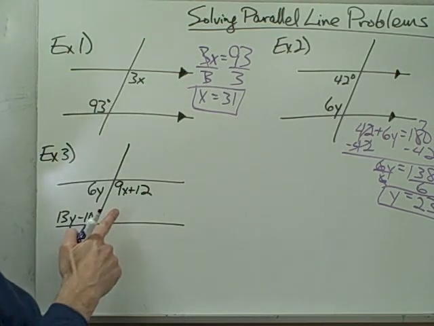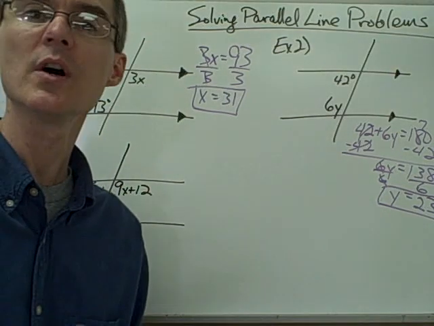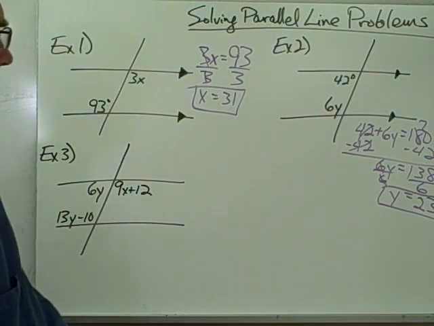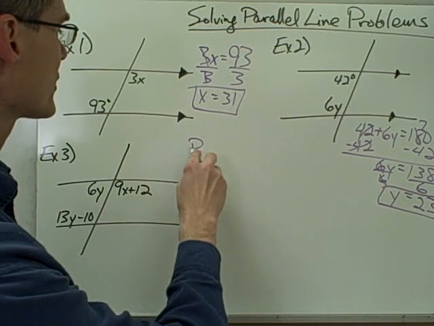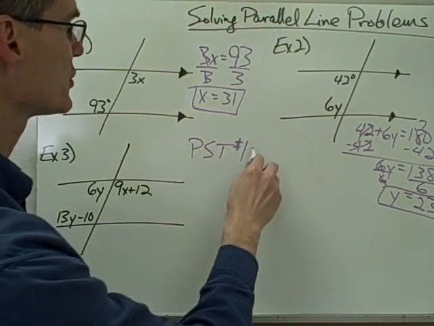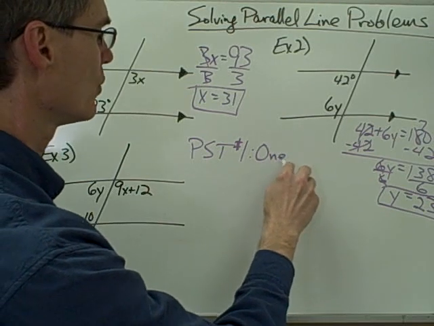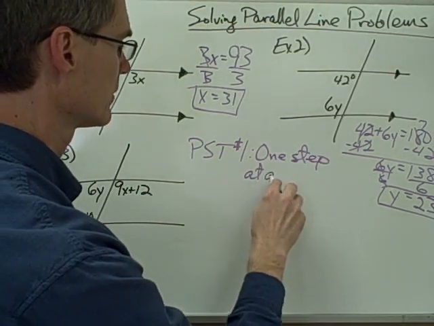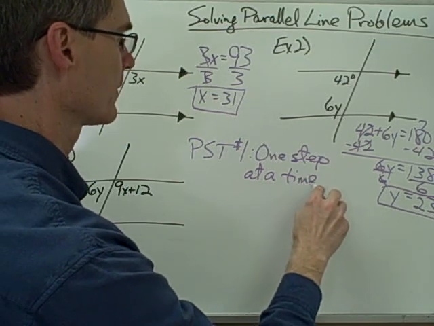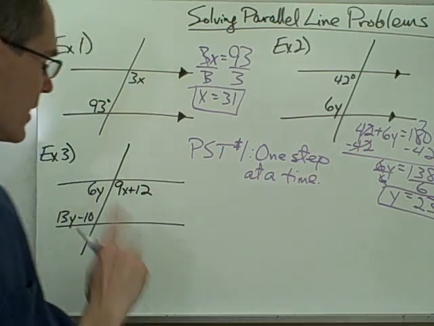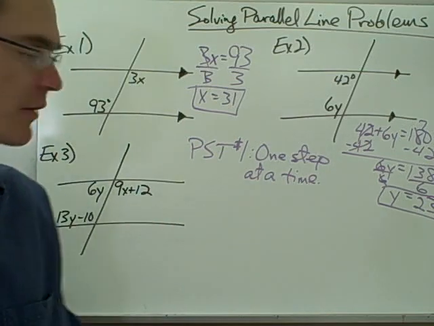All right, now let's take a look at example number 3. Here I have a problem where I'm trying to solve for not just one value, but two values. I want to solve for x and y. And so we're going to introduce the first of our problem solving tips. Problem solving tip number 1 just says one step at a time. In other words, don't try to solve for x and y all in one step. Just solve for one of them and then solve for the other one.